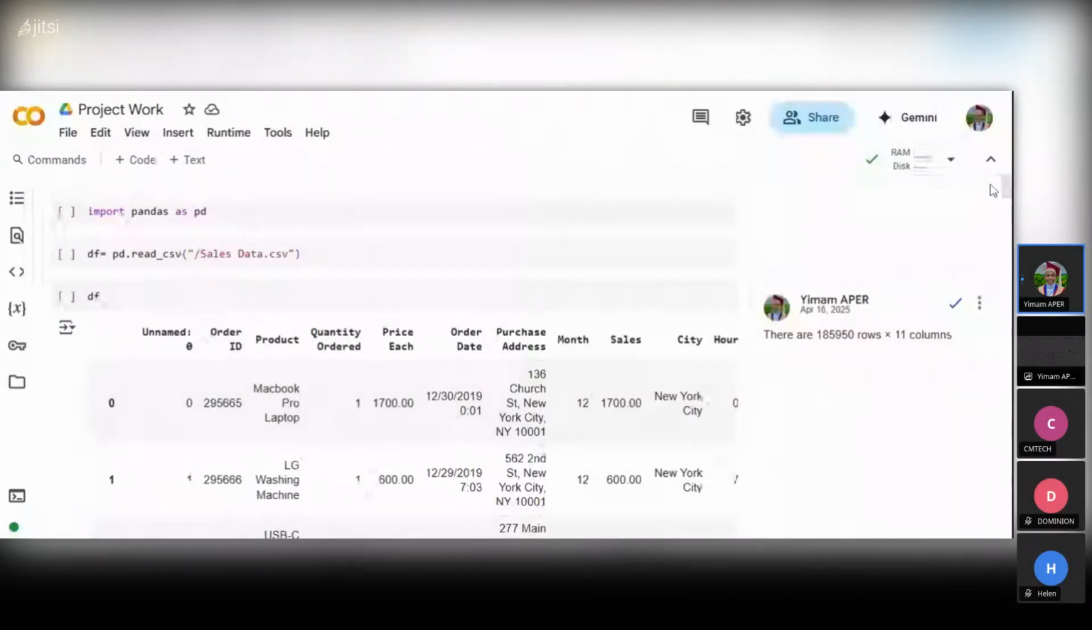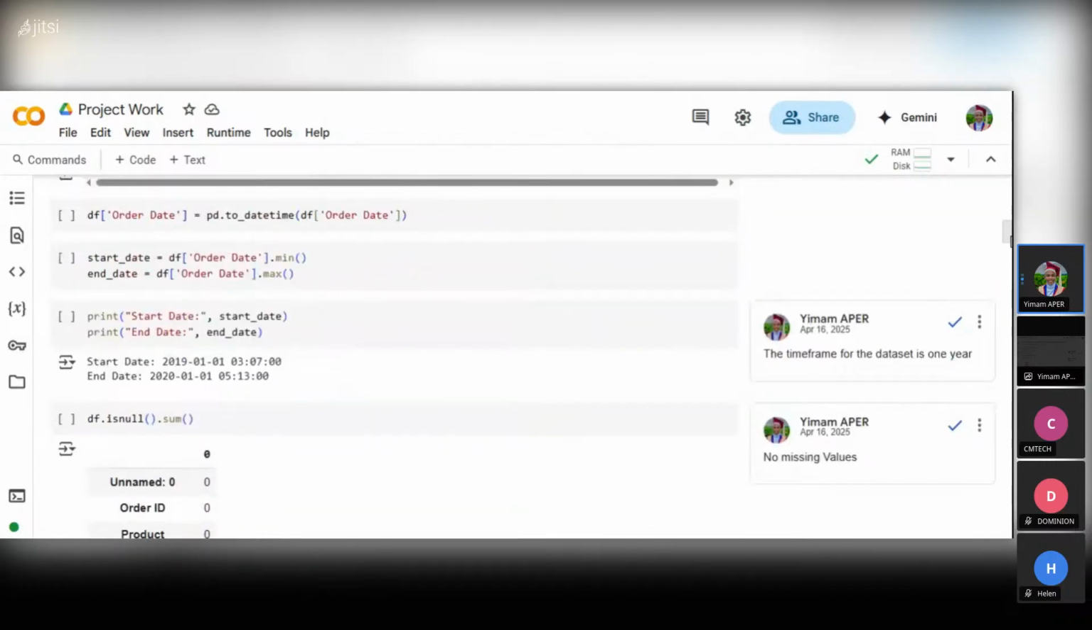We'll notice that the column that has the time is named Other Data. That's why I used Other Data here. df['Other Data'] with this pd function was going to tell me the date range. df order date minimum will give you the minimum date and maximum will give you the maximum date.